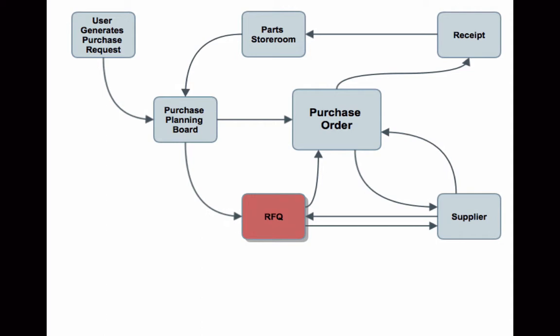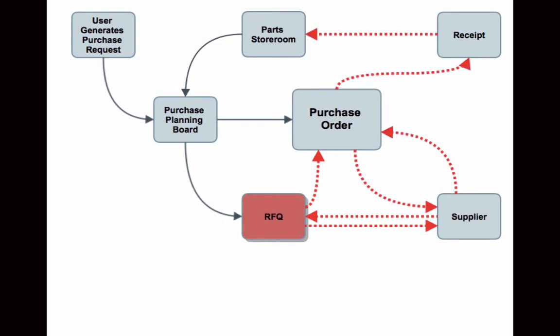Here we see the scenario where an RFQ is created manually from scratch. It's sent to a potential supplier who then responds with a price quote. If the quote is agreeable, then you plug it in as a line item into the purchase order and carry on as you would normally.